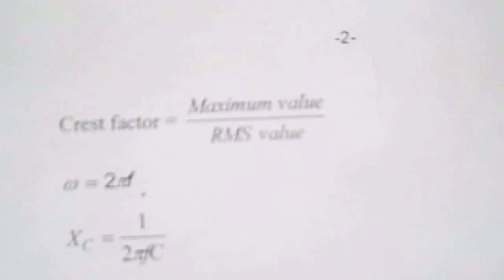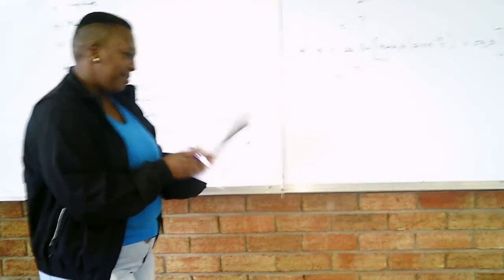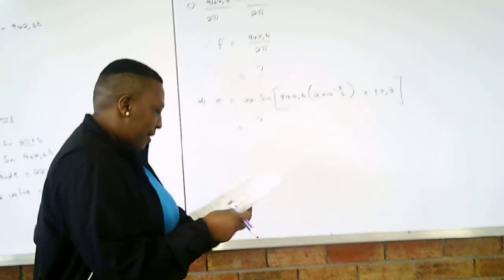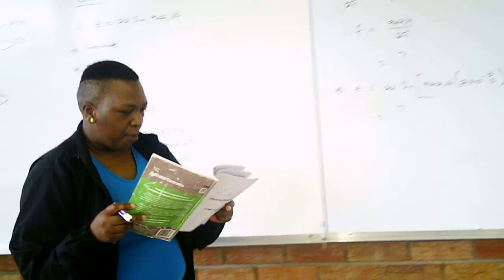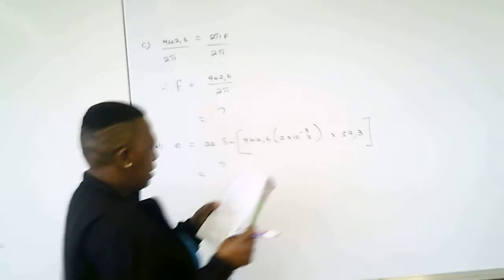So I'm going to take another problem where we are going to deal with the calculation of the RMS, the average, the form, and the crest factor. Again, from our exercise. Okay. From our exercise now, we are going to do number 5, from our exercise 2.